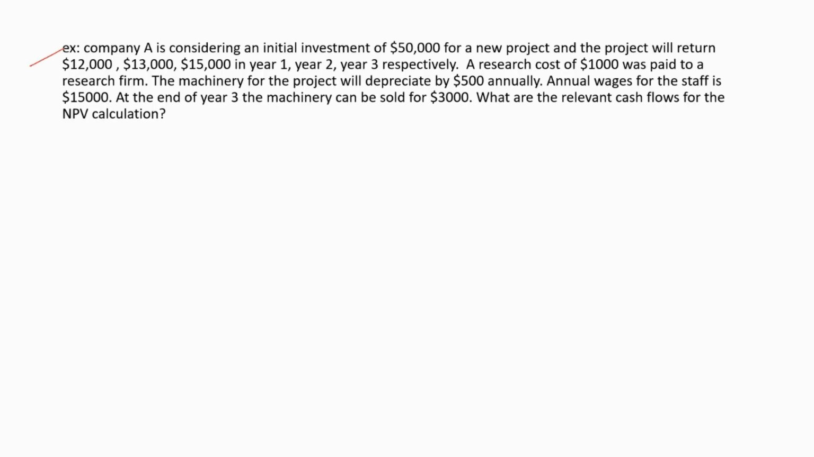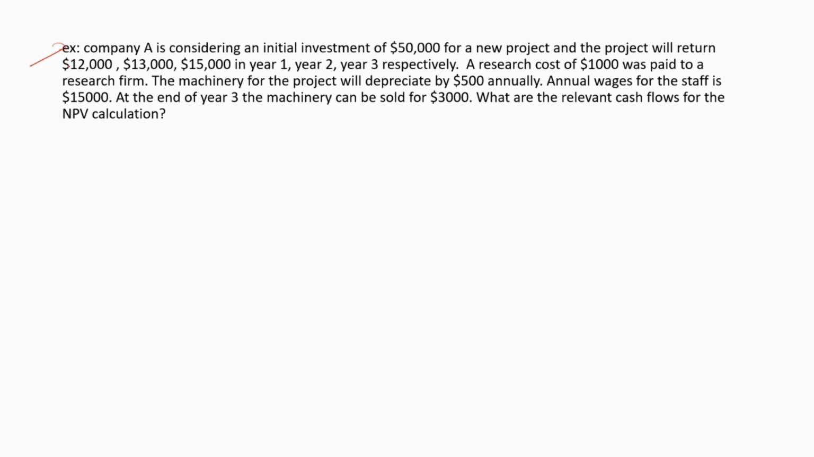Let's do this example so you can understand what we have learned so far. Company A is considering an initial investment of 50,000 for a new project, and the project will return 12,000, 13,000, and 15,000 in year 1, year 2, and year 3 respectively. A research cost of 1,000 was paid to a research firm. The machinery for the project will depreciate by 500 annually.